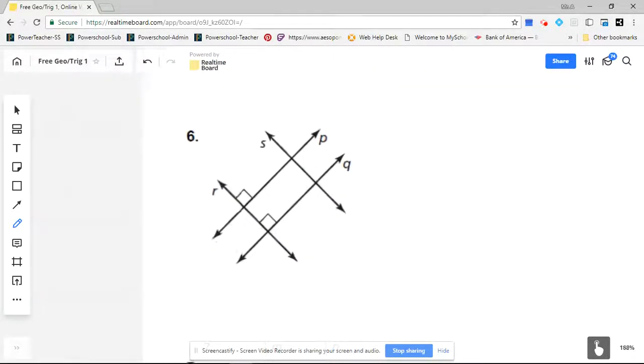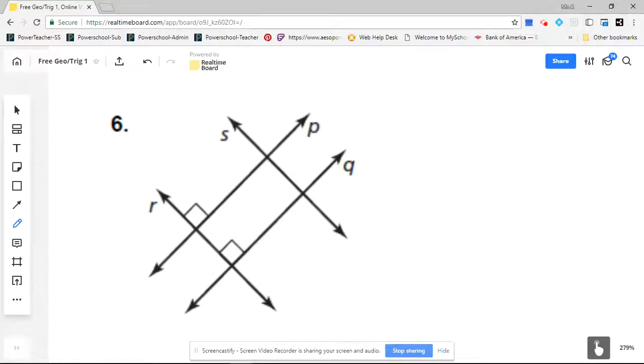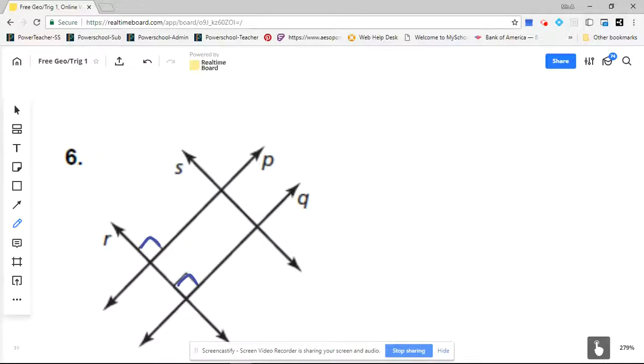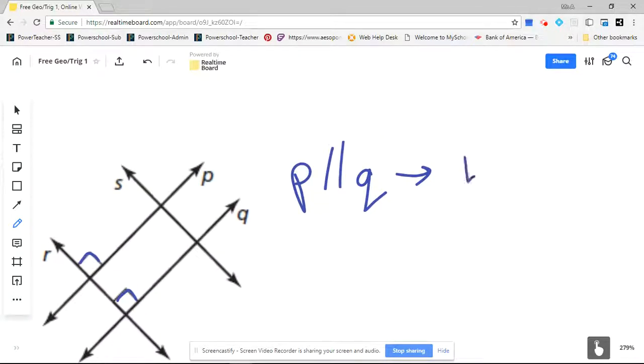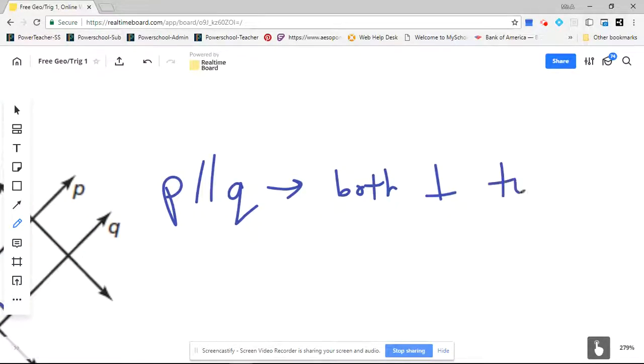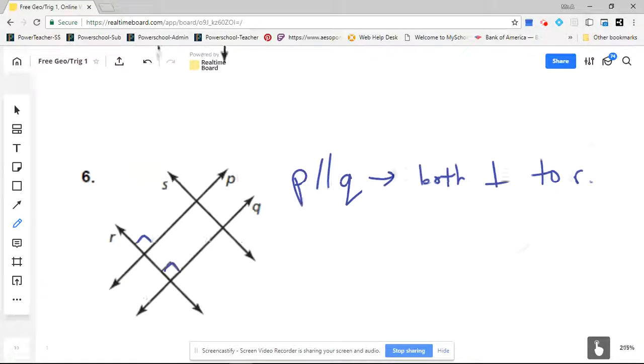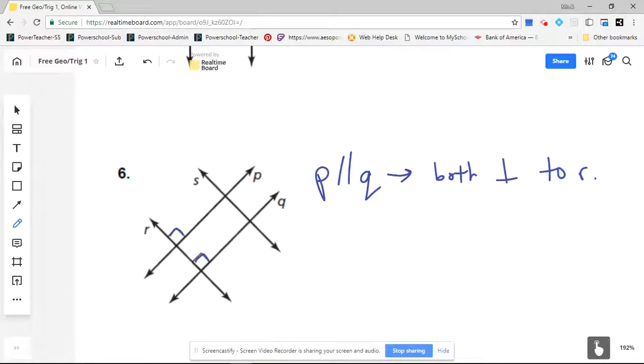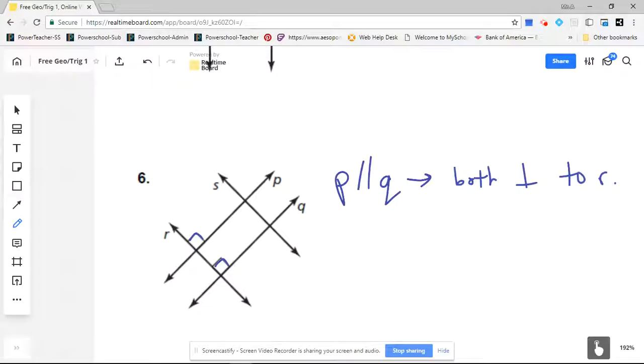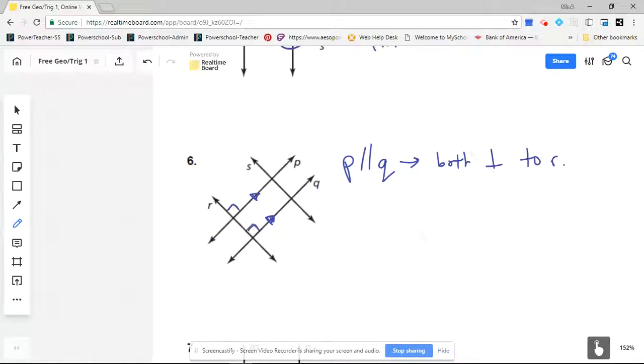Number 6. You've got P is perpendicular to R, you've got Q is perpendicular to R. So yes, you could say that P is parallel to Q. They're both perpendicular to R. If they're both perpendicular to the same line, then they have to be parallel to each other. So you could actually put the little arrowheads on P and Q. They have to be parallel to each other.